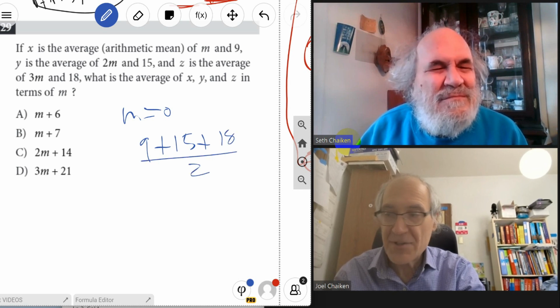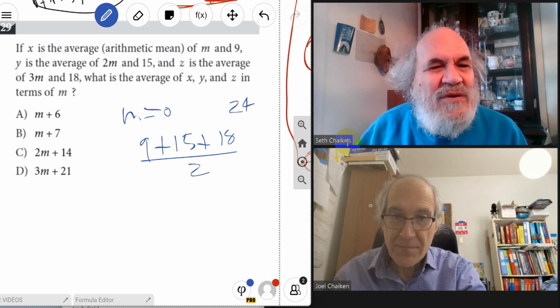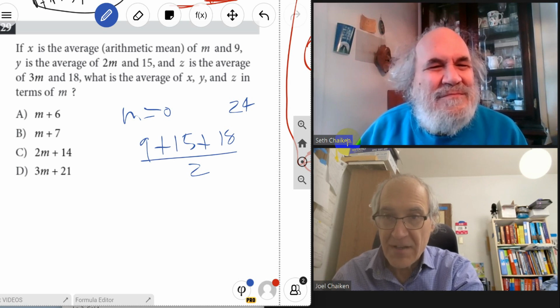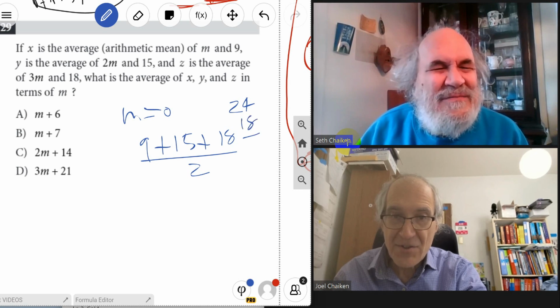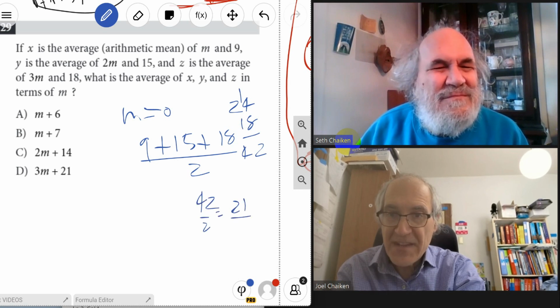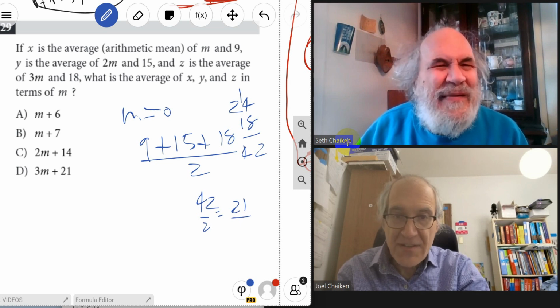Oh, this is a calculator question. That's 24. Why divide by 2? Because first you have to find the average of m and 9, m and 15, and m and 18. Then they add them together. Oh, wait, this is 18. So that's 42. So 42 divided by 2 is 21, right? And then you have 3 of these things. What's the average of these in terms of m? You have 3 things that you're averaging, so you divide by 3 and you get 7.